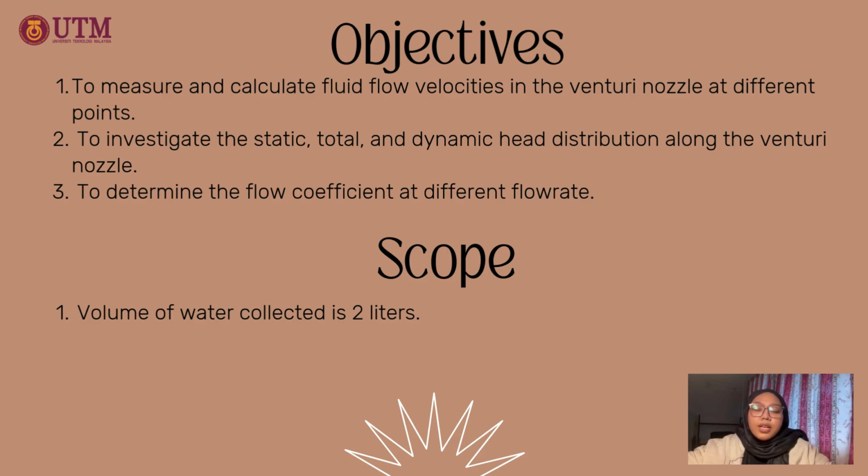So the objective of the experiment is to measure and calculate fluid flow velocities in the venturi nozzle at different points. And the second objective is to investigate the static, total, and dynamic head distribution along the venturi nozzle. The third one is to determine the flow coefficient at different flow rate. And the scope for this experiment is the volume of water collected is 2 liter.